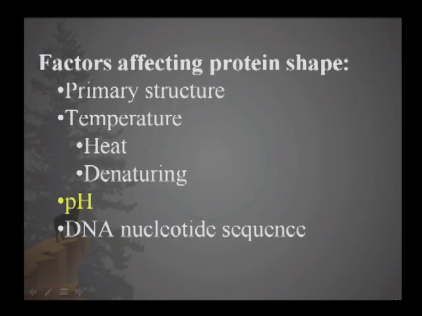Also, acidity and basicity of a solution can affect the shape of a protein, and so we try to regulate the pH in our bloodstreams. And then also, ultimately, what determines the shape of a protein is our genetic material, DNA nucleotide sequences, but we'll talk about that more later.